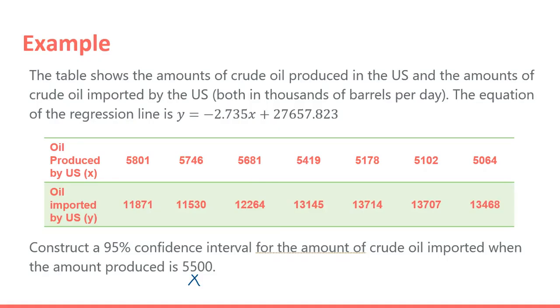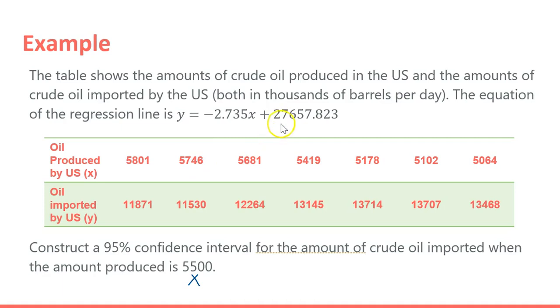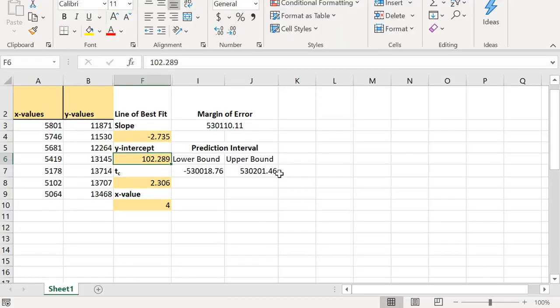Okay, then we need the information from the line of best fit. So from my problem, the slope was negative 2.735. So I'm going to put that in here. So negative 2.735. And then the y-intercept was 27,657.823. Okay, you can see these numbers are changing, but they're not good until we're done entering all our information.